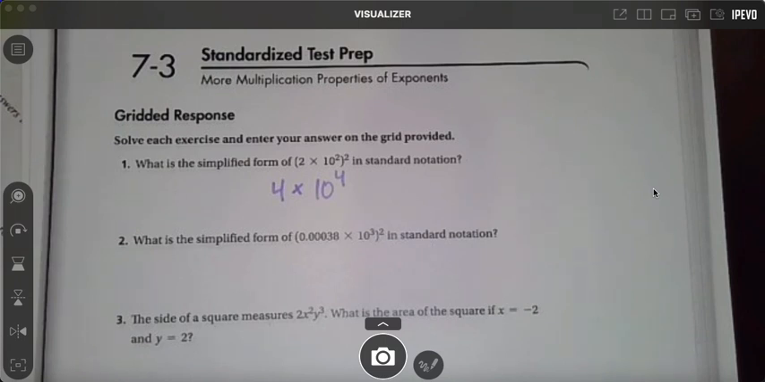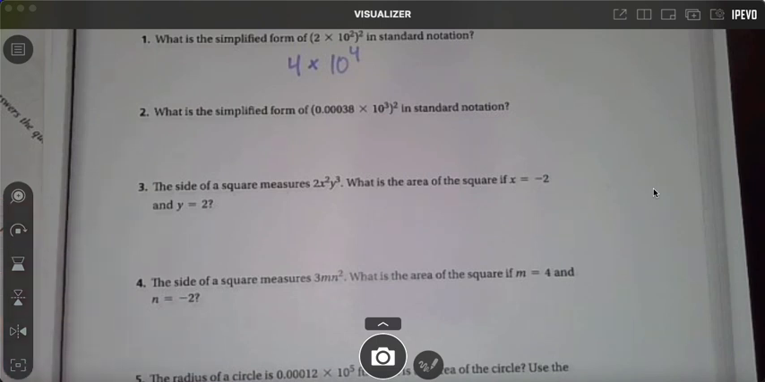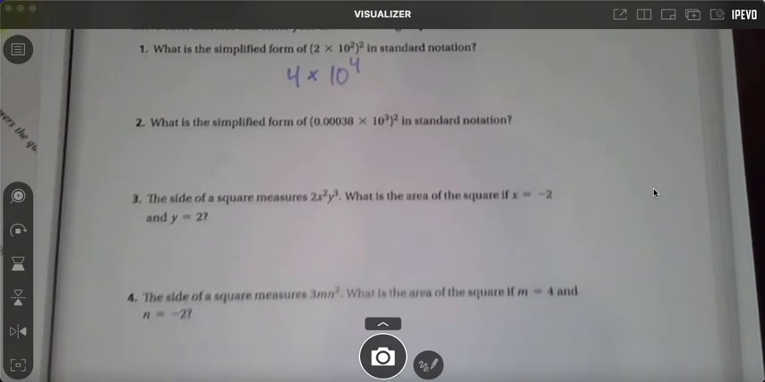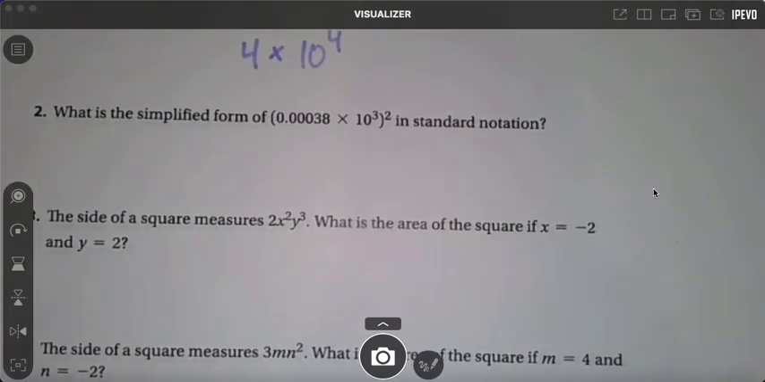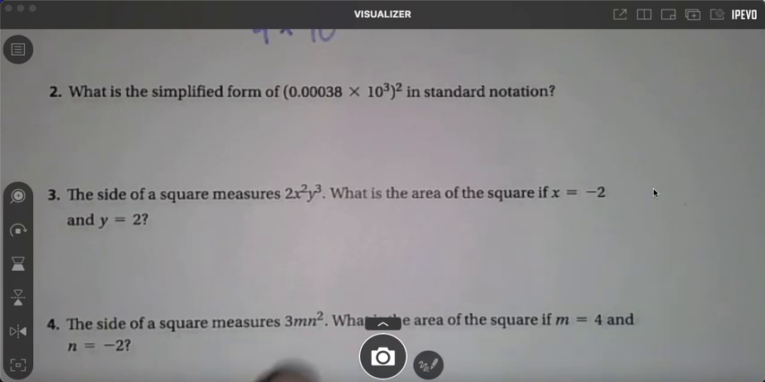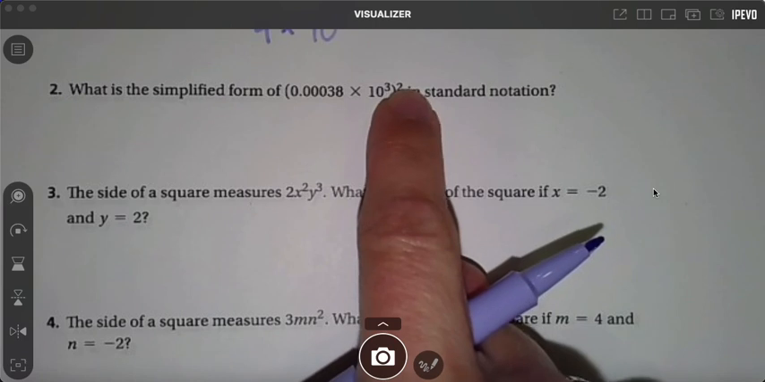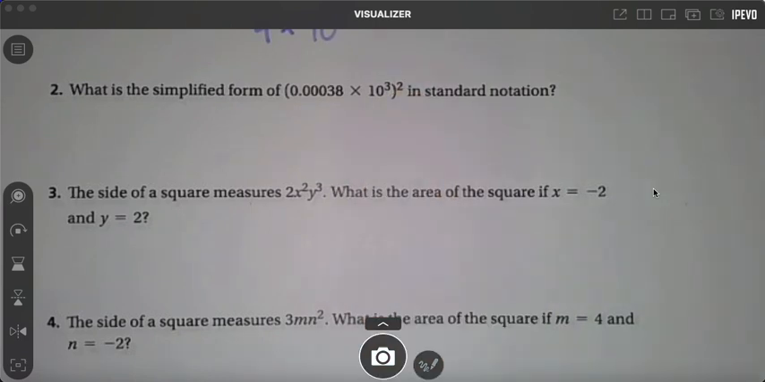You're welcome. Okay, the next problem. What's the simplified form in standard notation again? So they don't really want scientific notation, but I'm just going to write it in scientific notation for now. So the first thing is I'm going to take this long decimal number and what? Square it. So I have no idea, so I'm just going to type that in. 0.00038 squared.